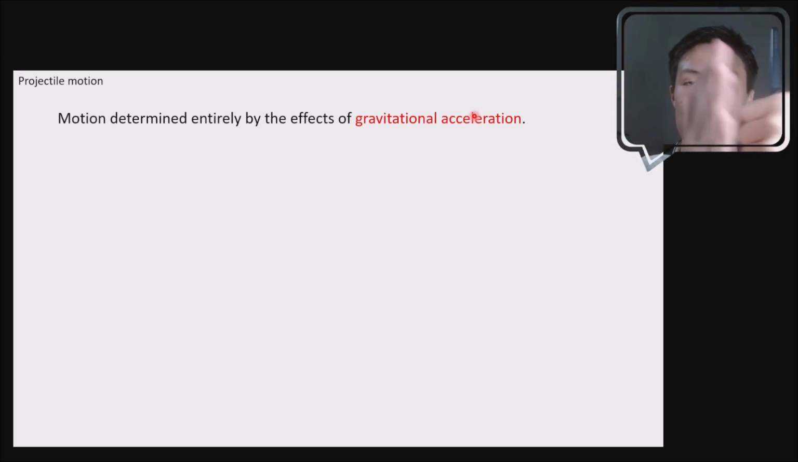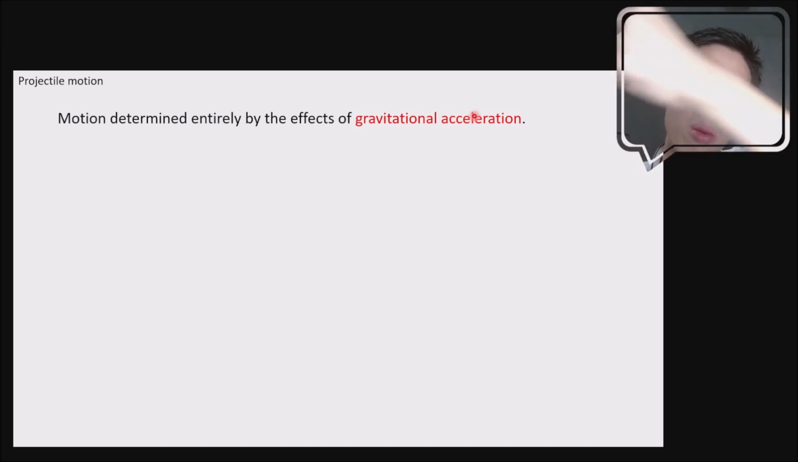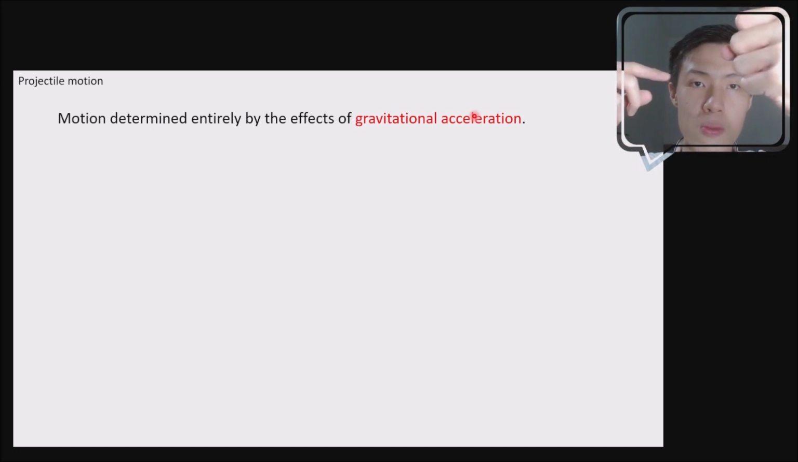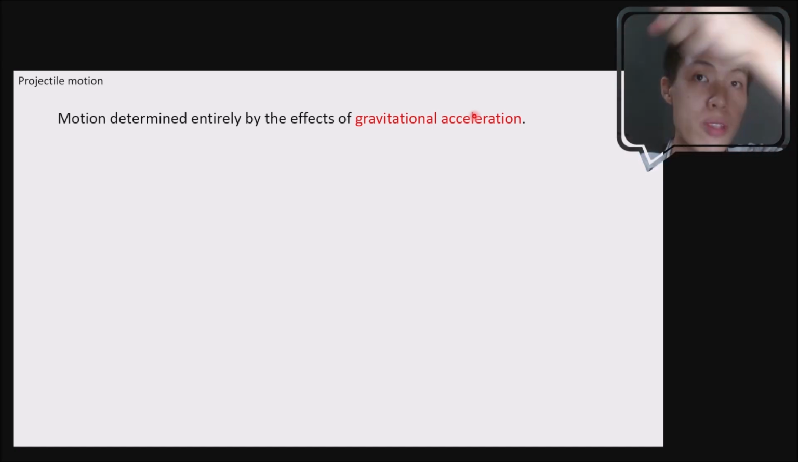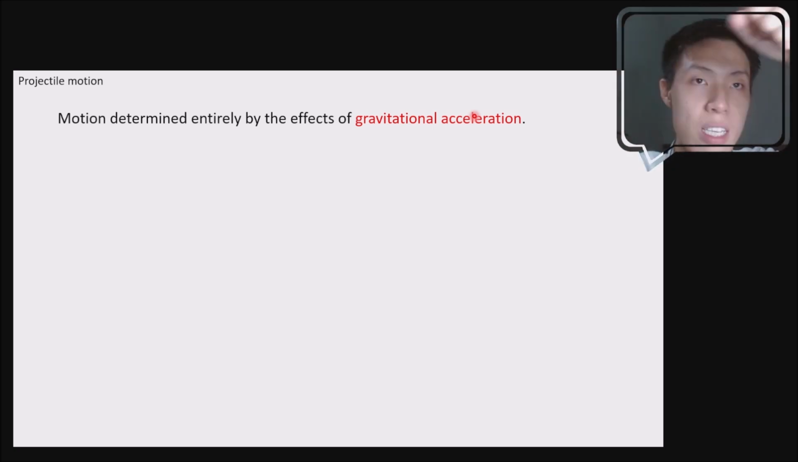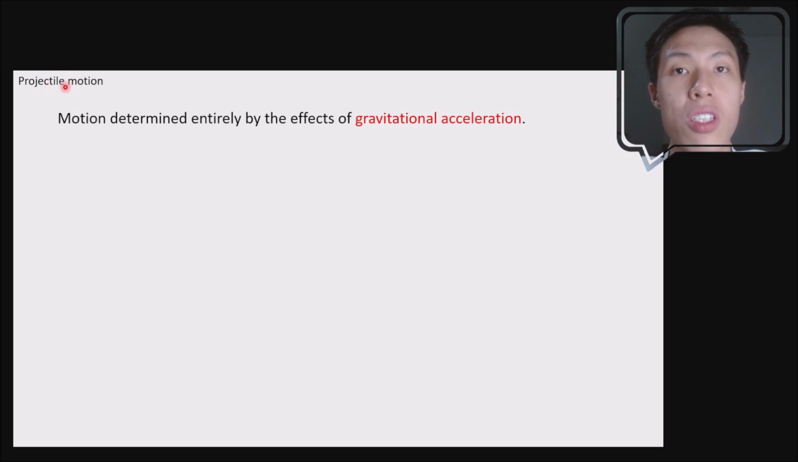There's no wall, so there's no normal force, and there's no rough surface, no friction, and you have no external force pushing it. So once an object is in the air, if it has no Doraemon fan, no helicopter propeller, no thruster, no booster, just an object, then the only force experienced by the object will only be the gravity. So when those objects are in the air, the motion that the object travels, we call it a projectile motion, because this motion here is determined entirely by the effects of gravitational acceleration.